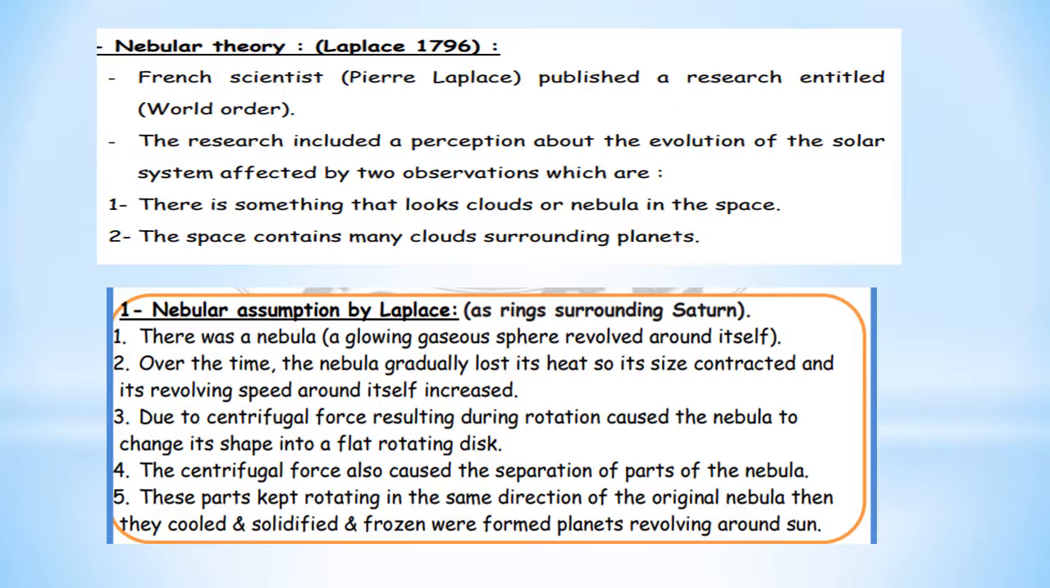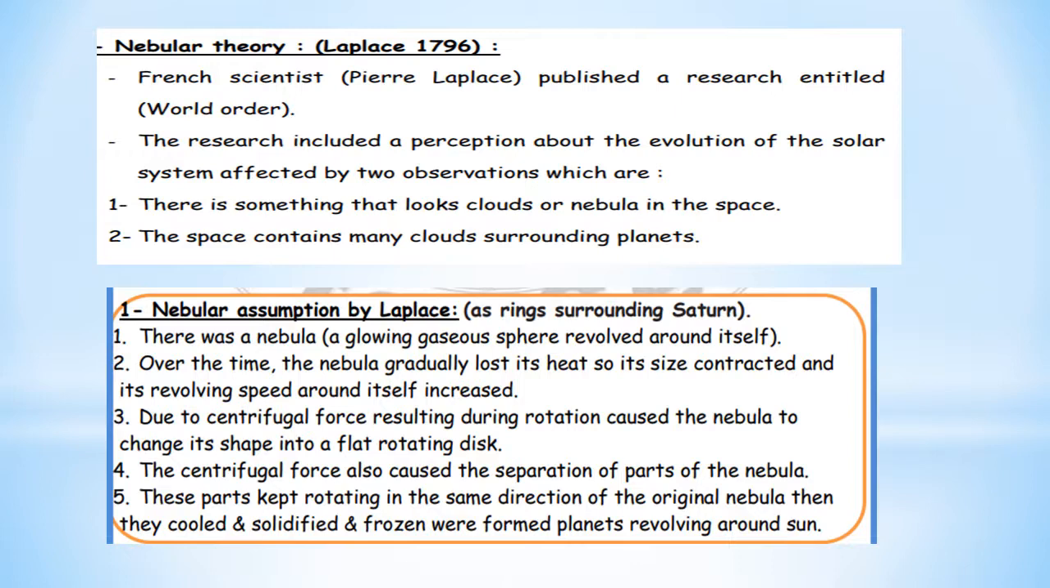Second, formation of gaseous rings. We have a centrifugal force arising from the rotation of the nebula around its axis. So what happens? The nebula lost its spherical shape and became a flat rotating disk. It was a nebula shaped like a sphere, then gradually it loses its spherical shape and looks like a flat disk. Then there is separation of parts of the nebula in the form of gaseous rings, and they keep rotating around the nebula.